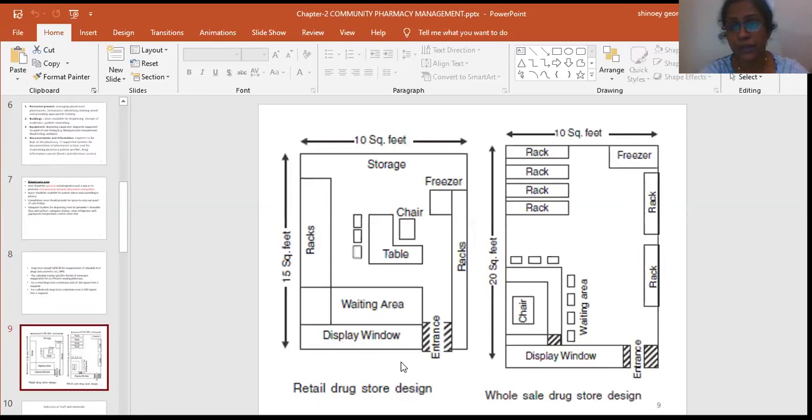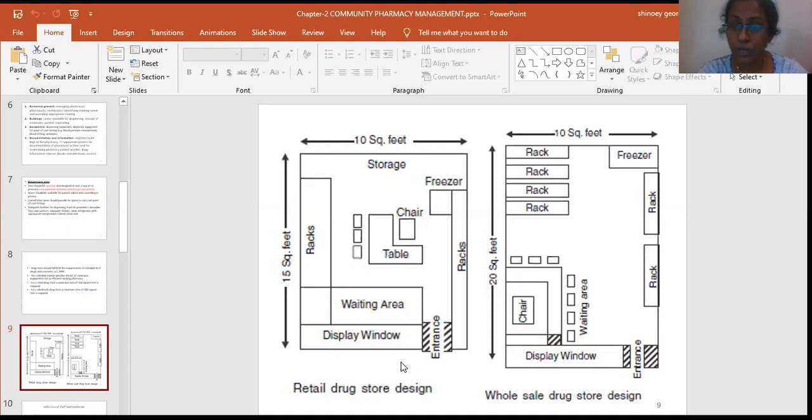So this is the diagrammatic representation, or the outline or the design, for a retail community pharmacy or a wholesale community pharmacy. Here you can see the differences between the retail and wholesale community pharmacy. The main difference is the dimensions or the area. A retail community pharmacy should have a minimum area of 150 square feet, and a wholesale community pharmacy should require a minimum area of 200 square feet.